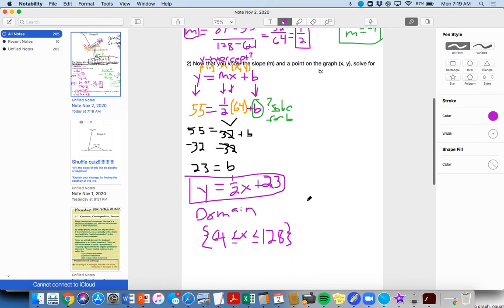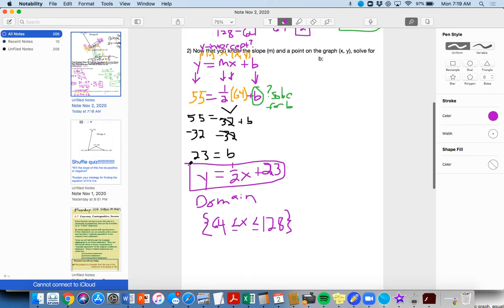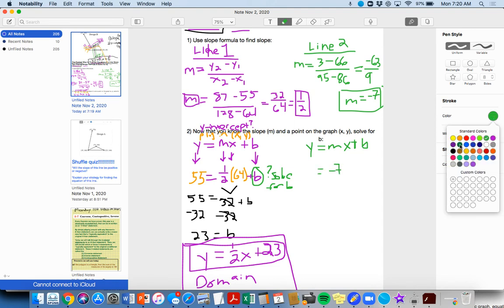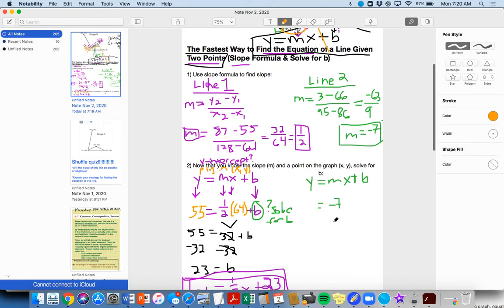Let's solve for b again in line 2. So now we have this. This is our final answer. This is looking good. Same thing for b. We need to get the equation, and that's in the form y equals mx plus b. We know m is -7, but we also know one of the x and y's. So here, why don't I use this one, 95 and 3 as my x and y.